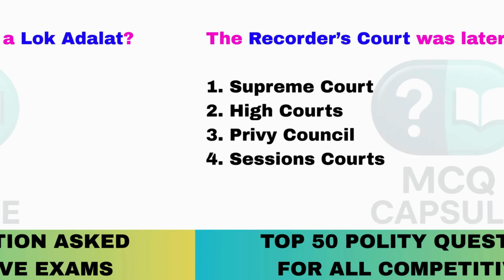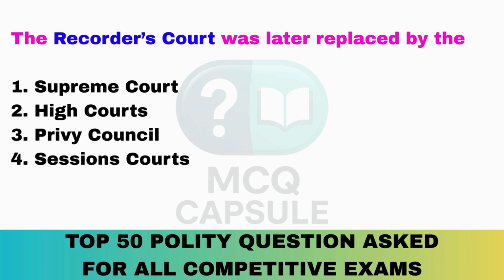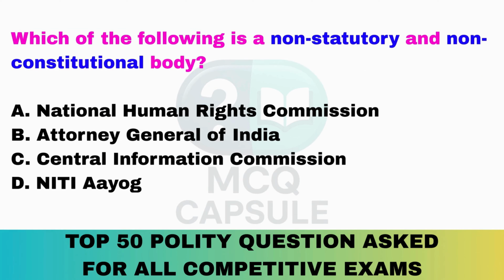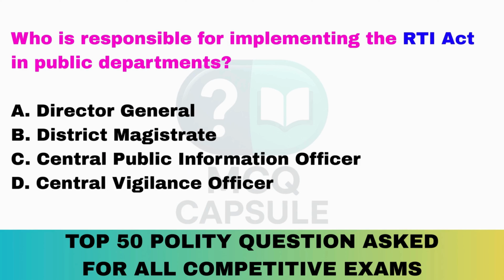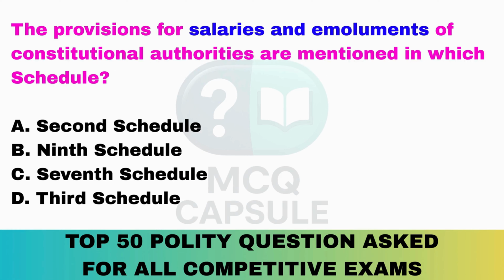Right to appeal. The Recorder's Court was later replaced by the Supreme Court. Which of the following is a non-statutory and non-constitutional body? Niti Aayog. Who is responsible for implementing the RTI Act in public departments? Central Public Information Officer. The provisions for salaries and emoluments of constitutional authorities are mentioned in which schedule?